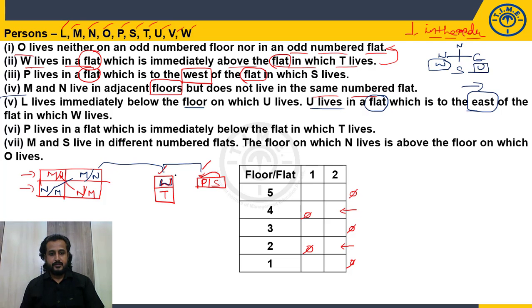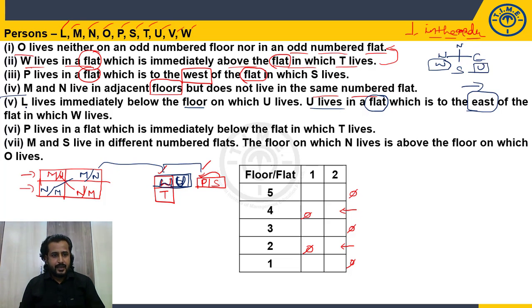So W is here. So I can take an arrangement like this. W and U. U lives in a flat which is to the east of the flat in which W lives. I got some link. So with the help of this, I am able to fix this.